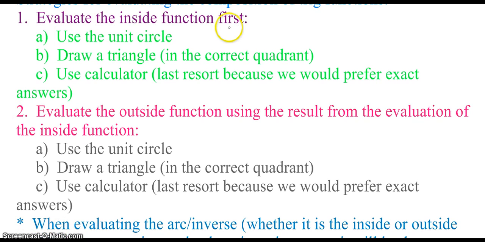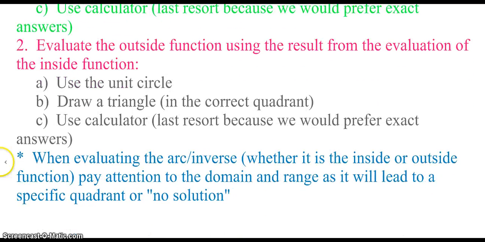So once you evaluate the inside function, assuming it exists, then you're going to evaluate the outside function with the result from the inside function. Again, your go-to is the unit circle. If that doesn't work, try drawing a triangle in the correct quadrant. If that doesn't work, use a calculator. Keep in mind the domain and range of the inverse/arc functions, because those might lead to a possibility of something not existing, or they will be very specific on what quadrant you should be in.